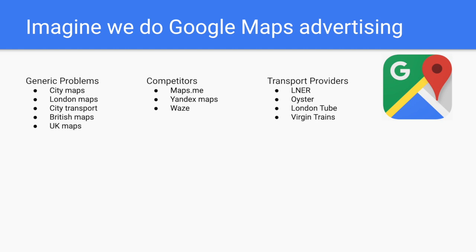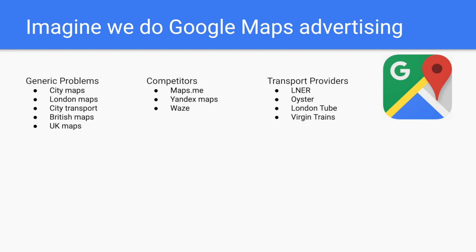For example, transport providers, if you have been to London or you know that Air is a very popular train provider there, also Oyster card is something that allows you to go to the tube and to travel around London. London Tube is just a map, and London Tube has an application, if I'm not mistaken.